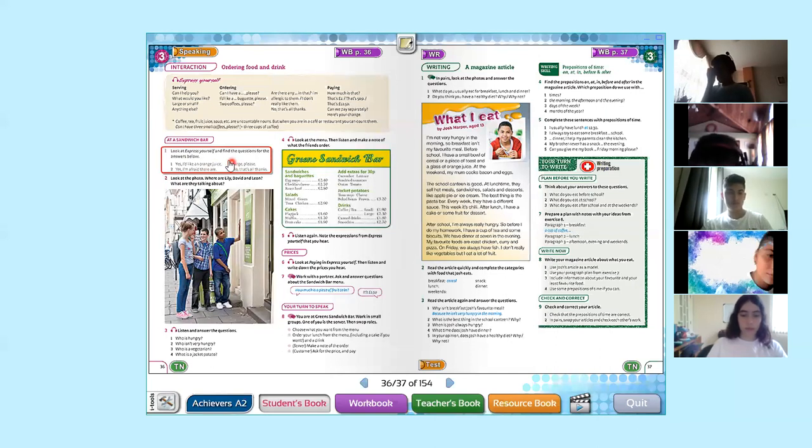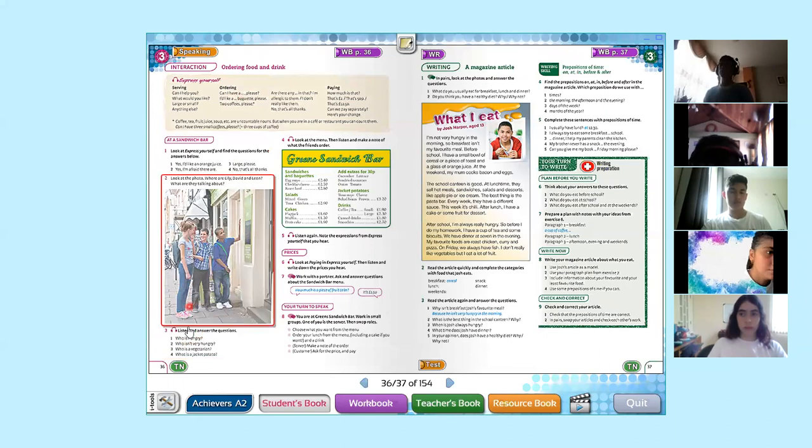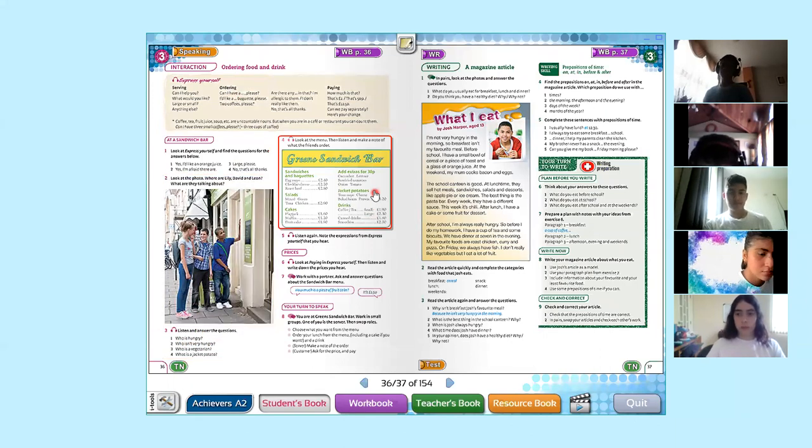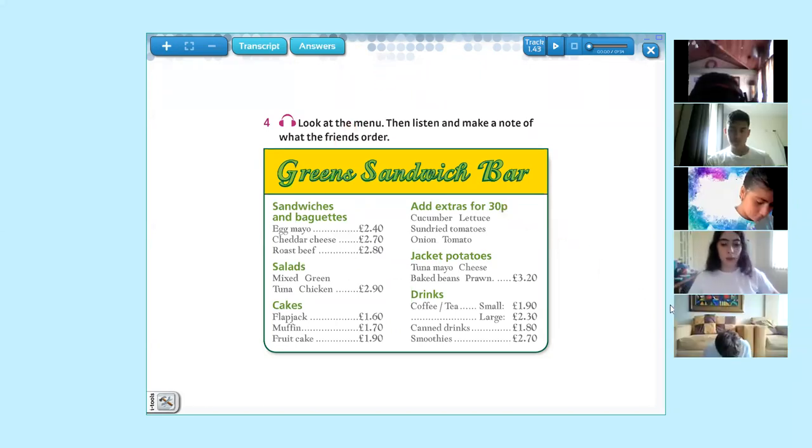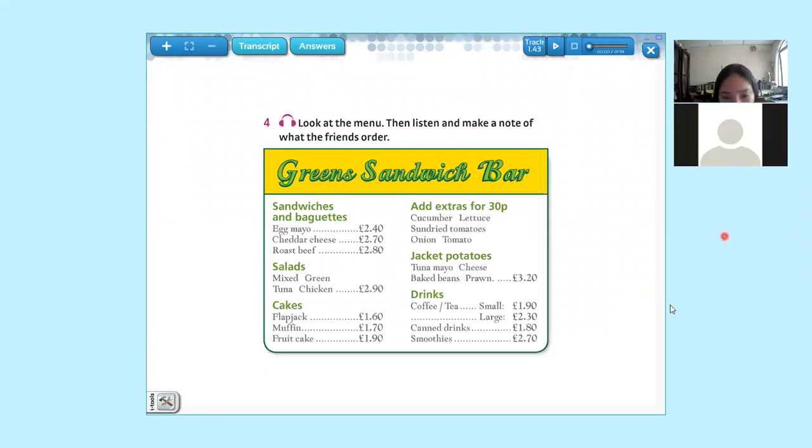With this conversation, we are going to follow into the next part. In part number 1, you talk about the expressions. In part number 2, you have a similar conversation. And now we go to number 4. This is specifically how your project is going to work. You are going to work with this menu and you are going to pay attention to the following. Acuña, start reading, please. Look at the menu, then listen and make a note of what the friends order.